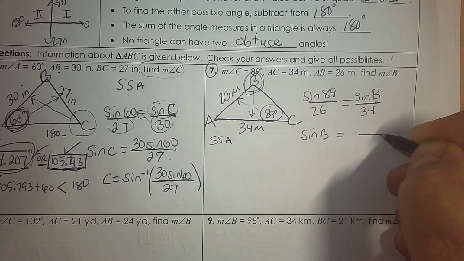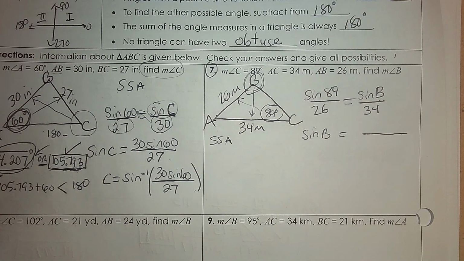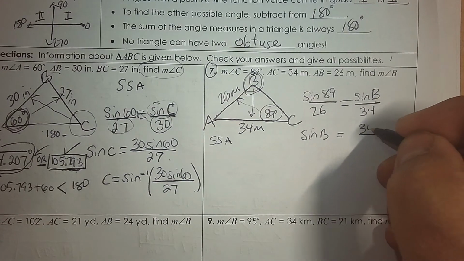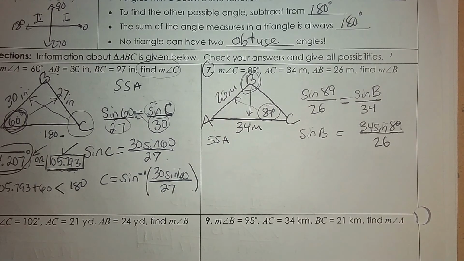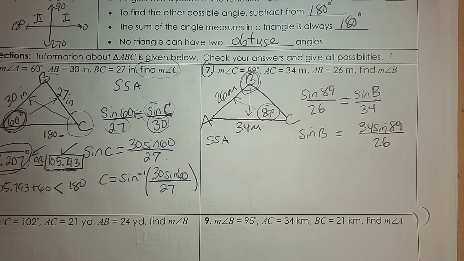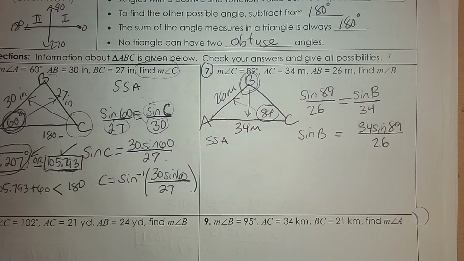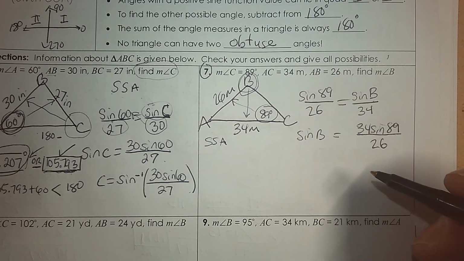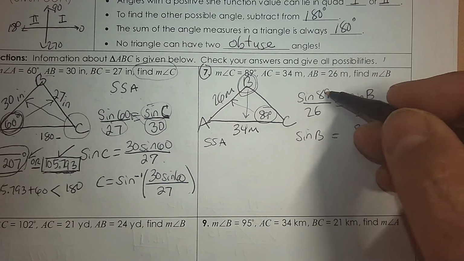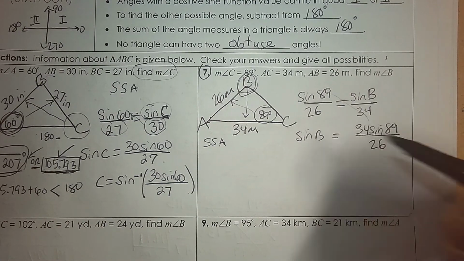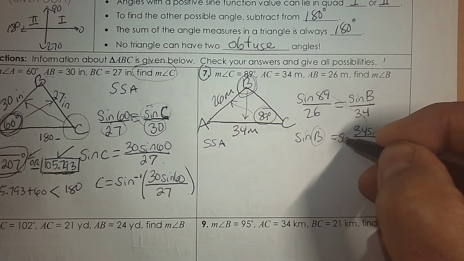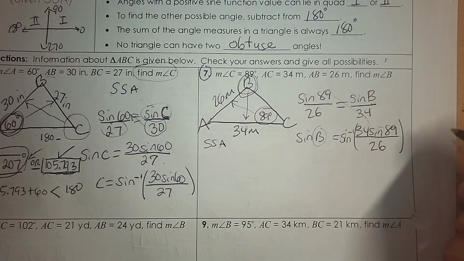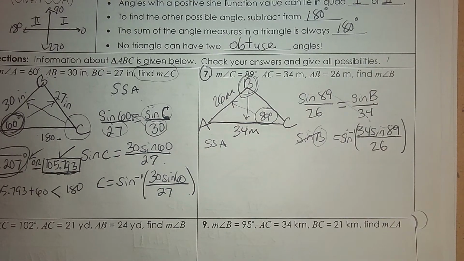What does sine B equal? Well, we're going to go 34 times sine 89 divided by 26. So again, you know, way back 100 years ago when someone said when you can cross multiply, right, to solve it, you can do that technique, right, to know what that means. And then how do I get B by itself? Inverse, right? So can you do the inverse of that? So let's type it in.